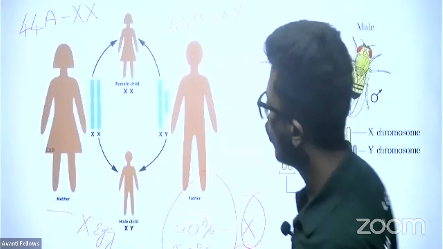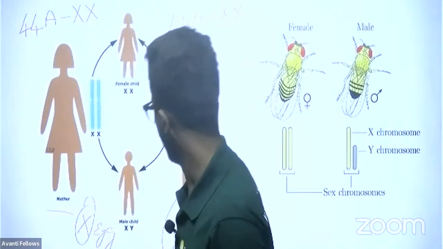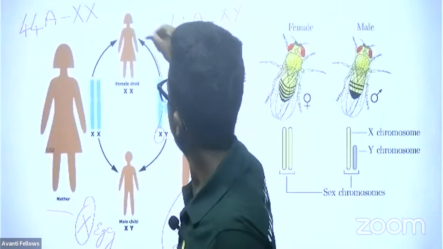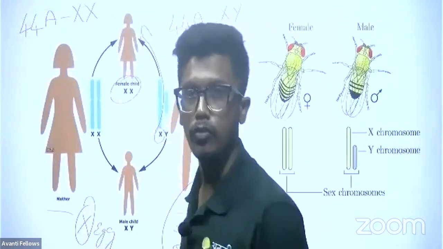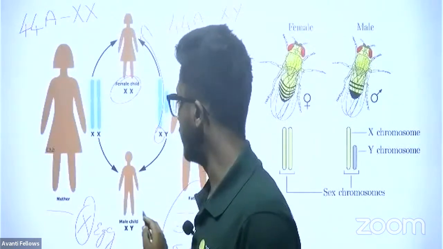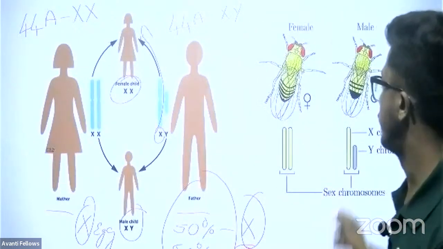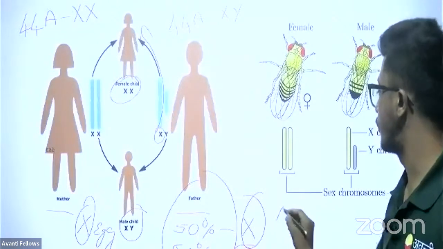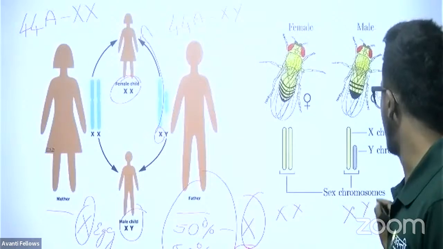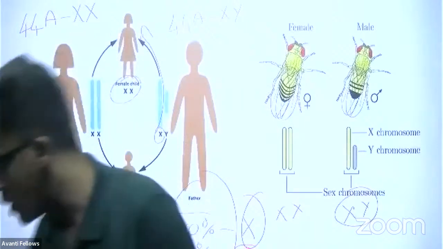Now we already know if a mother's X egg goes with father's X sperm, what will be born? Female will be born. That means her chromosomes should be X and X. Same way for the male, what should be there? For a male, it will be one X and one Y. Then it will be a male. The same goes with Drosophila, guys. So female has XX type of chromosome, and the male has XY type of chromosome. And the Drosophila sex determination is basically the same as human beings.